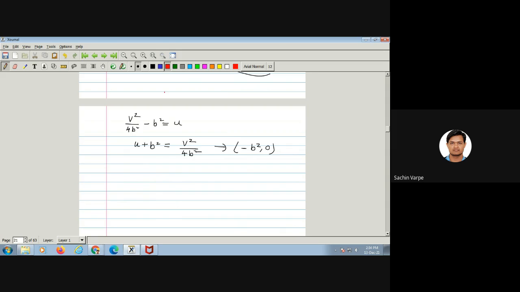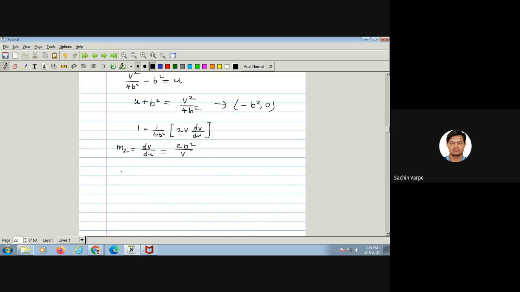So what will be the slope of this? If we check the slope, when we differentiate this with respect to u, what will happen? 1 equals 1 upon 4b square outside, here 2v dv by du. So from here, what will I get for dv by du? dv by du is equal to, is it 2b square upon v? That is my m2.